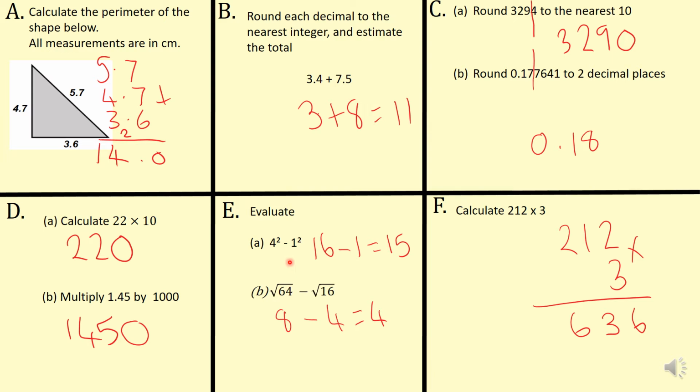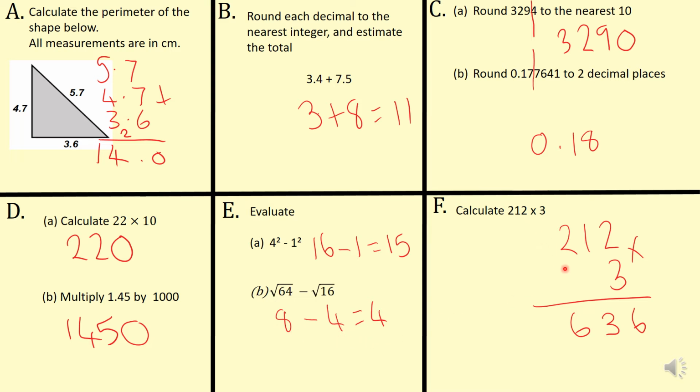Question number E, you have 4 squared, which is 16, then you have 1 squared, which is 1, then 16 take away 1 is 15, because powers comes before subtraction. And in here, square root of 64, what number if I times by itself, I get 64 is 8. And what is the square root of 16? What number if I times by itself, I get 16 is 4. So 8 take away 4 equal to 4.